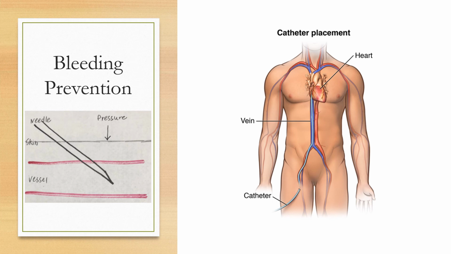Now this image is just showing you where to apply pressure when someone's had a catheterization, especially into an artery for sure, right? So it's not necessarily where the puncture of the skin is, because that's not where the puncture of the artery is, right? It's proximal to where it went through the skin. So the pressure applied needs to be over the arterial puncture, not where it punctured the skin.